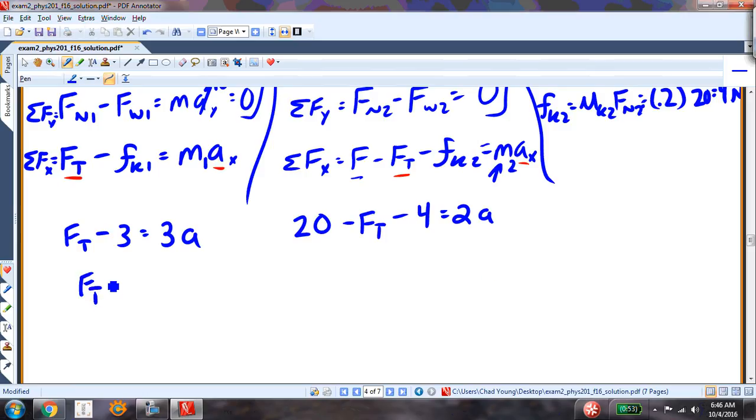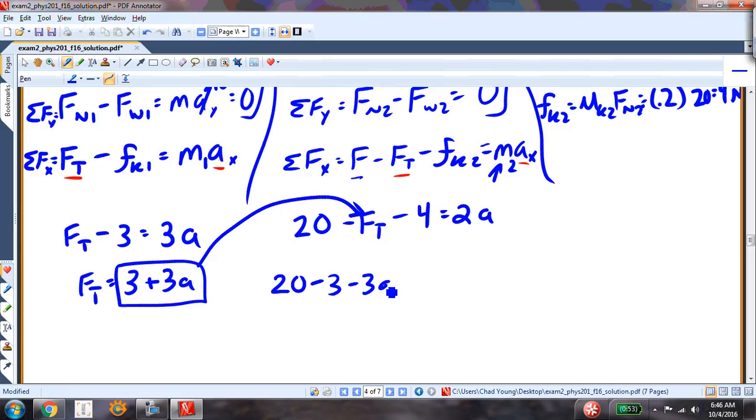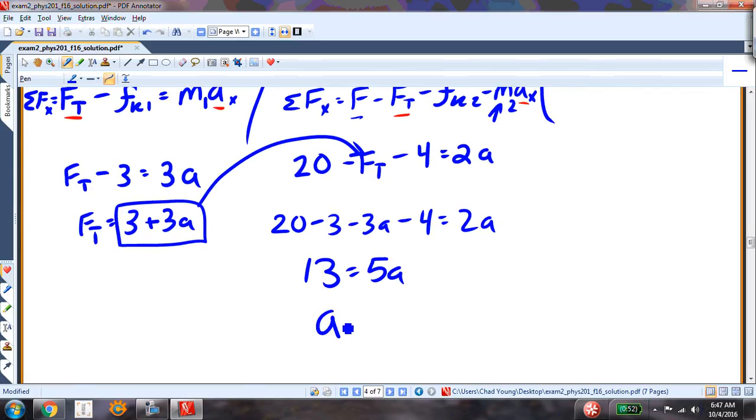Let's say Ft equals 3 plus 3a, and then we'll take this and plug it in over here. So I get 20 minus 3 minus 3a, distributing that negative, minus 4 equals 2a. And I solve this. I get 20 minus 7, that's 13, equals 5a. So a then is equal to 13 over 5.